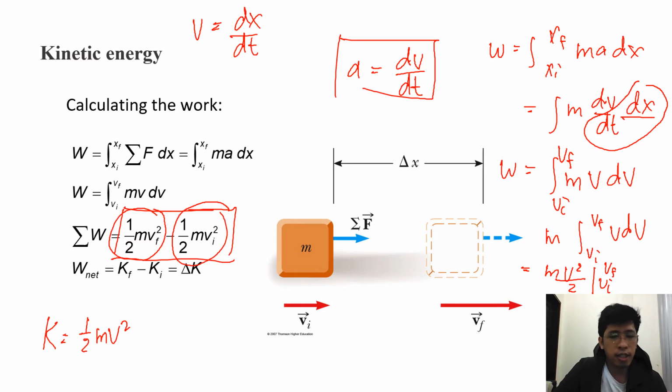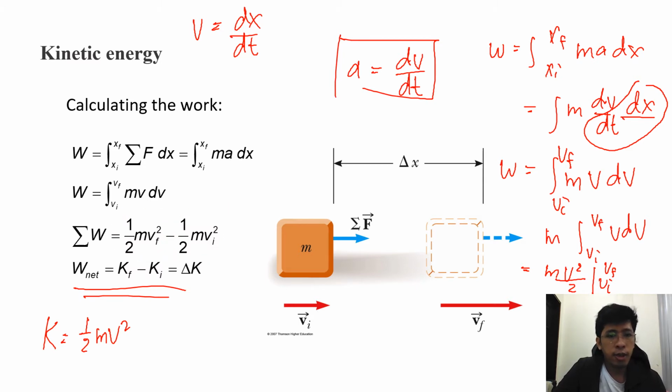That means the total work done is just equal to the change of your kinetic energy. So your net work is equal to Kf minus Ki, your final kinetic energy minus your initial kinetic energy, or delta K. This equation is what you call the work kinetic energy theorem.